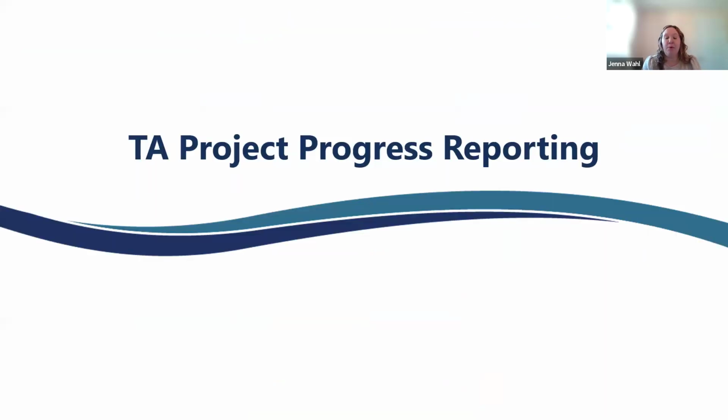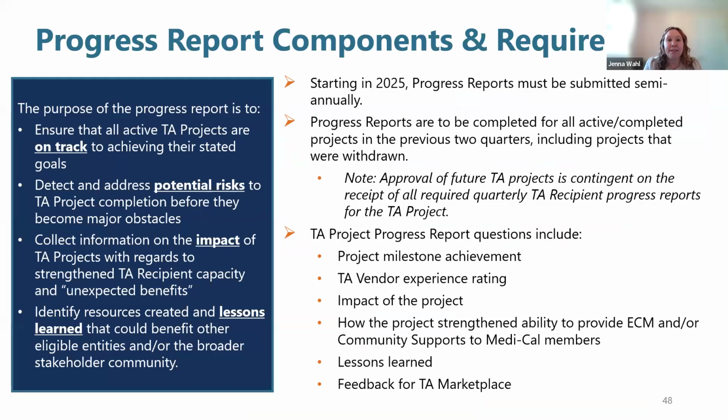And speaking of progress reporting, if we go to the next slide, this is important for any TA recipient that currently has an active project. Starting in 2025, we did move the progress reporting to be semi-annually instead of quarterly. Questions about the projects include achievement of milestones, how would you rate the vendor, any impacts of the project, including how it supports ECM and community supports, and then feedback and lessons learned. If we go to the next slide.